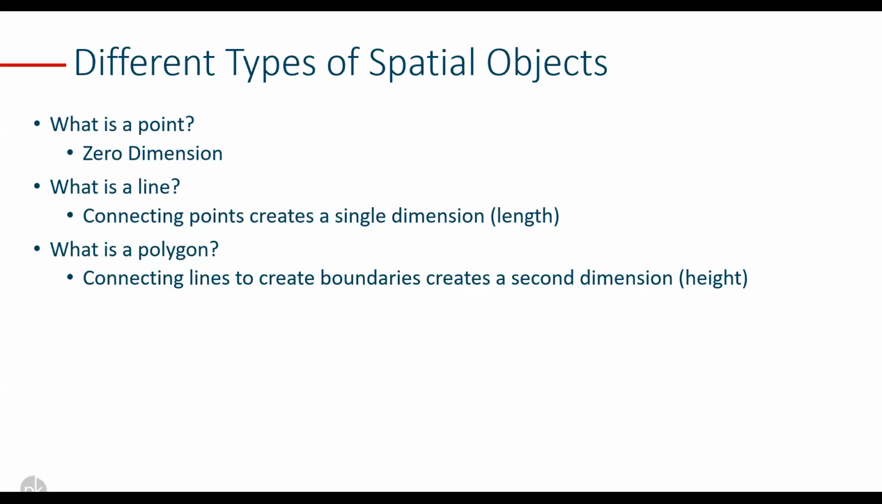Then beyond that, there is a line, and a line shows something like a route or a border to something, and that has a single dimension. We've now added dimension, and that's length. So it's a connection of points to create that single dimension line. And then we have polygons, and polygons are connected lines that have a boundary. If you look at a map and you see a state, the shape of that state would be considered a polygon, or the shape of a county, or the shape of a city block, which is what we're going to use today. Those are all polygons.